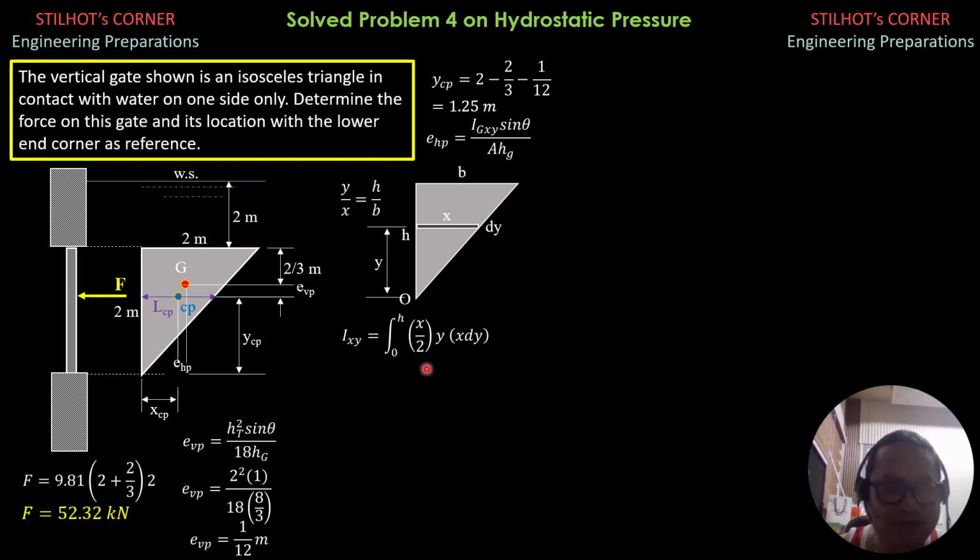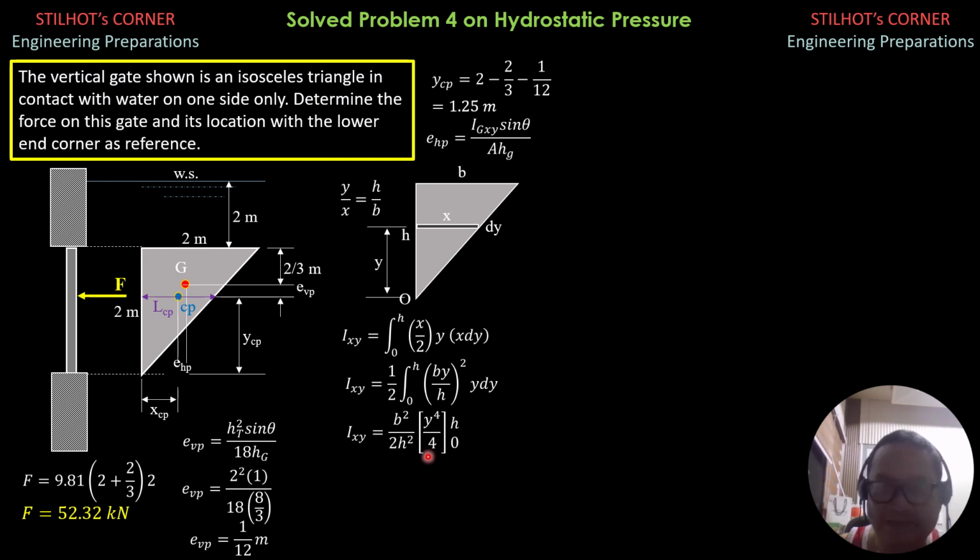Substitute Ixy equals 1/2 integral of x squared, and x squared is b squared over h squared, quantity squared, because that's x squared y dy. So simplifying, this is b squared over 2h squared. Of course, the integral of y cubed dy is y to the fourth over 4. So b squared over 2h squared, quantity y to the fourth over 4 from 0 to h.